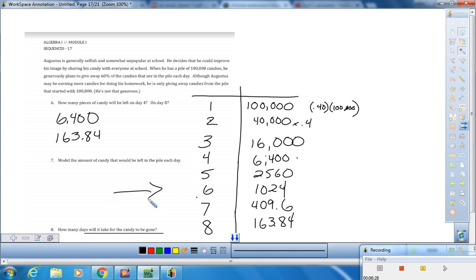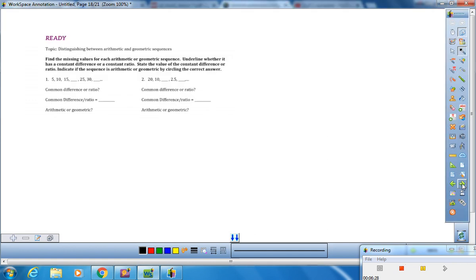Well, technically it will never be gone, because there will still be some piece of the candy remaining, because he's holding on to 40% of the candy every day, so it will never be gone. It'll take infinitely many days. He's going to have a small smidge of candy left at all times.